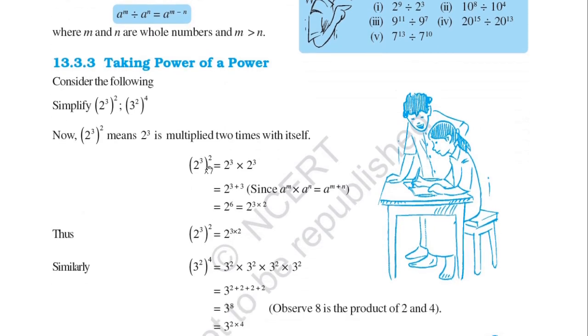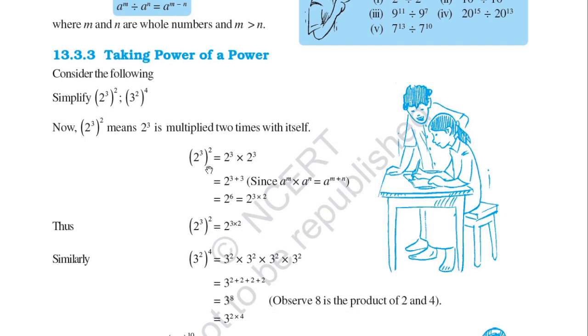Now 13.3.3, taking power of a power. Here we are taking a power of a power. So consider the following. Simplify 2 to the power 3, in the whole bracket, to the power 2. You will be multiplying these two exponents in this case. So you can see here.